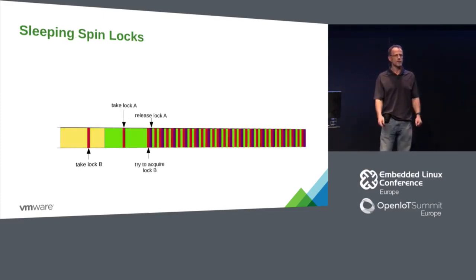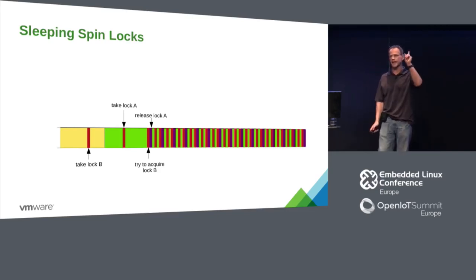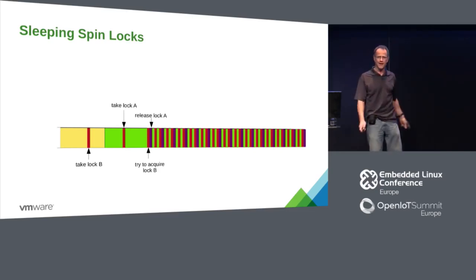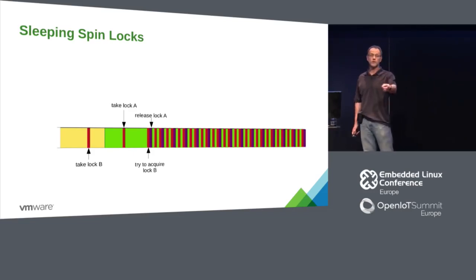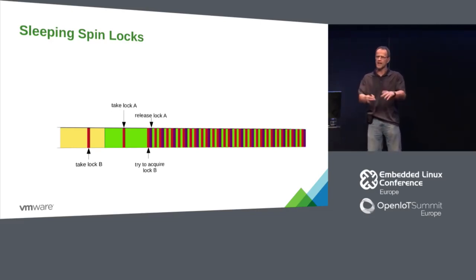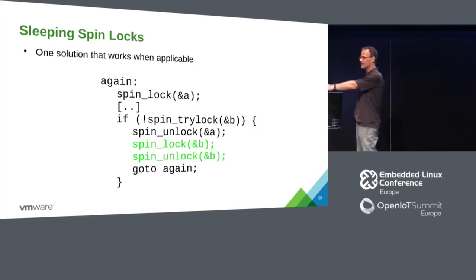What happens when you do it with sleeping spin locks or mutexes on a single thread? Say the green guy is much higher priority than the yellow guy. So the yellow guy grabs lock B. We take lock A. Oh, we're going to try to get B. So we go through that whole magic of grab A, try to grab B again, over and over. And guess what? You preempted the owner of B. You'll never get that lock. So you'll just spin forever.